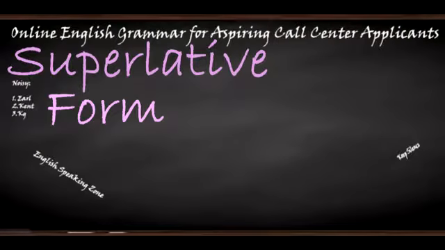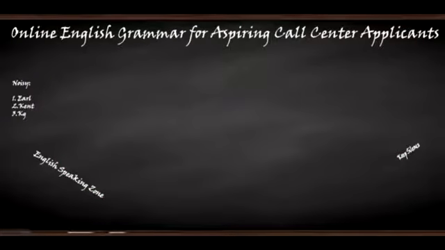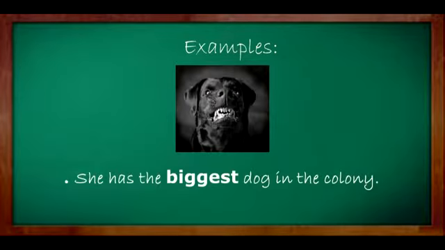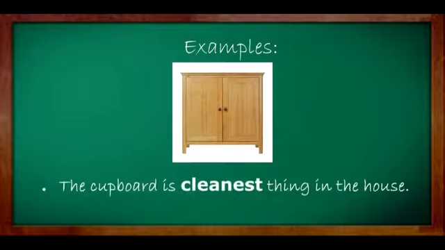Superlative form. This form is used when three or more nouns are being compared and we need to show that one or more of the nouns possess the adjective or characteristic to the highest amount possible. We usually add the before the superlative form. Examples: She has the biggest dog in the colony. He is the sweetest boy in his class. The cupboard is the cleanest thing in the house.